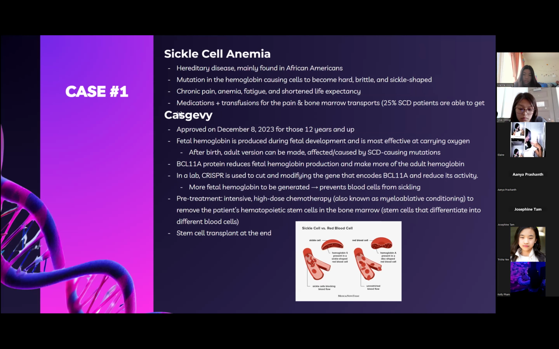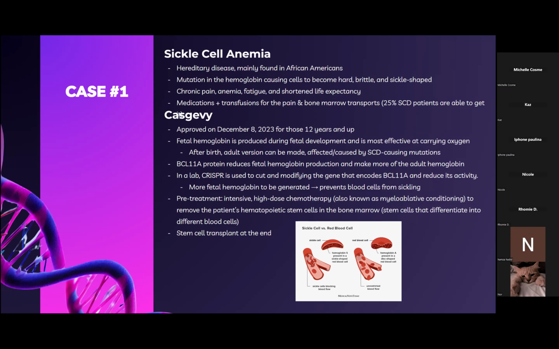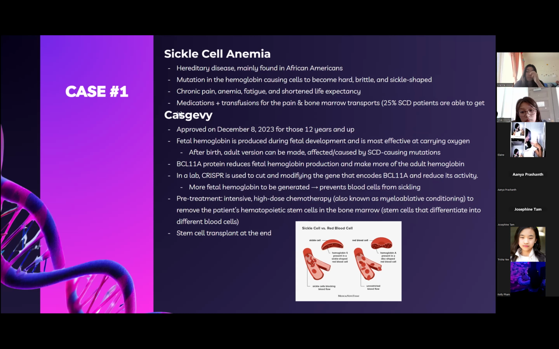So there are different versions of hemoglobin in the body. Fetal hemoglobin is produced during fetal development and is most effective at carrying oxygen, but it is sometimes turned off after birth and replaced by its adult version, which can be affected by SCA-causing mutations. This change is due to the protein BCL11A, which tells the body to reduce fetal hemoglobin production and make more of the adult hemoglobin. Using CRISPR-Cas9, scientists in a lab increase fetal hemoglobin production by modifying the gene that encodes BCL11A and reducing its activity.